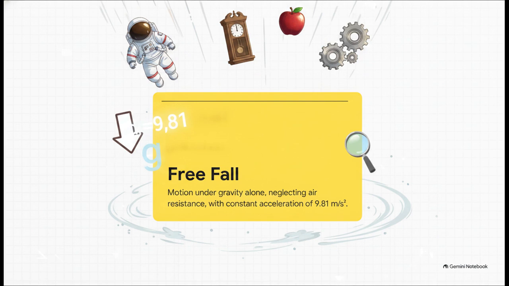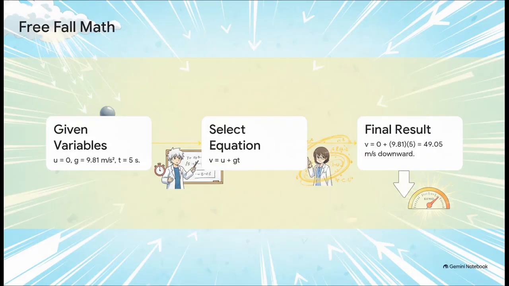Because gravity acts uniformly near the Earth's surface, free fall is really just one-dimensional motion, with a constant acceleration pulling objects downward at roughly 9.81 meters per second squared. We represent that acceleration with the letter g. Because the acceleration is uniform, our four standard equations still work perfectly. We just swap out a for g.